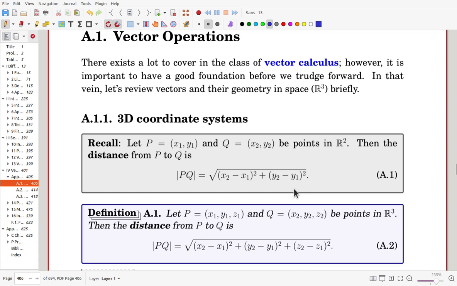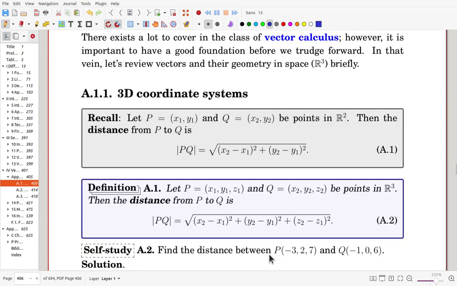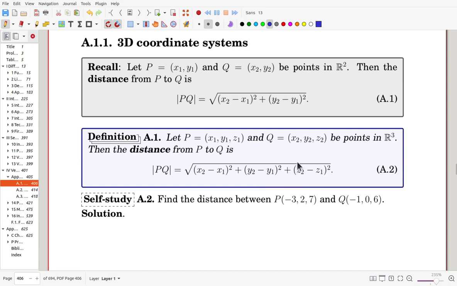This formula can be easily expanded for points in 3D. Now, P and Q are given in this way. Then the distance between these 2 points is formulated in this equation. It has only one extra component, so you can easily understand that, of course, this one is also obtained by using the Pythagorean theorem. Try to solve this problem by yourself.